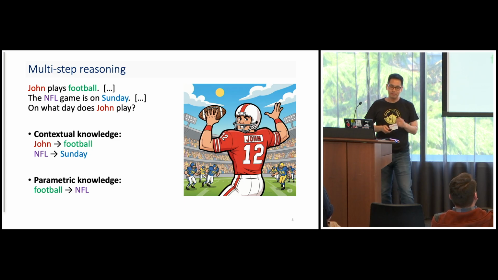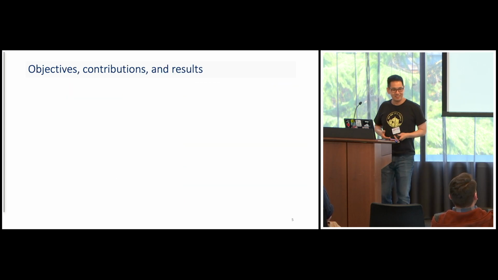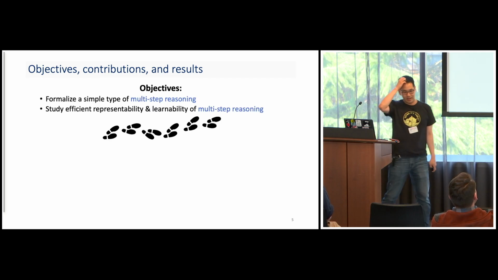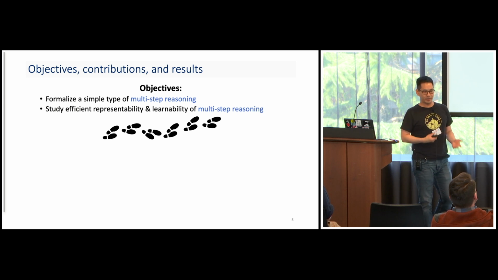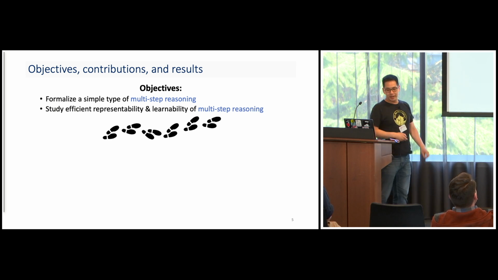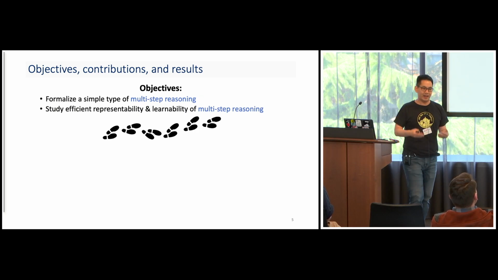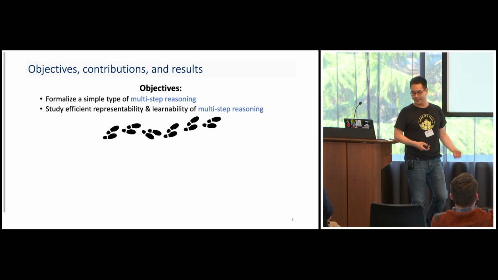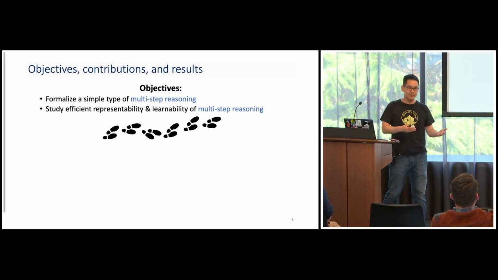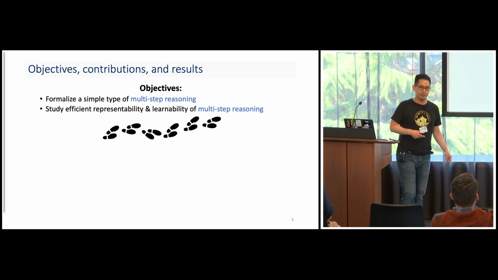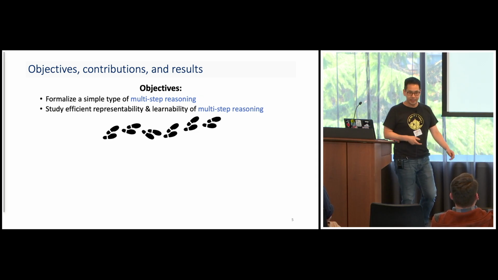Okay, so what is it that we want to do as theoreticians to think about this phenomenon of multi-step reasoning and how language models can learn it? We want to have some way to formalize what's happening here. So we defined a very simple type of multi-step reasoning, inspired by that example, and then want to ask the usual question. Can we represent the solution to multi-step reasoning? Can we learn those solutions from training data and so on?